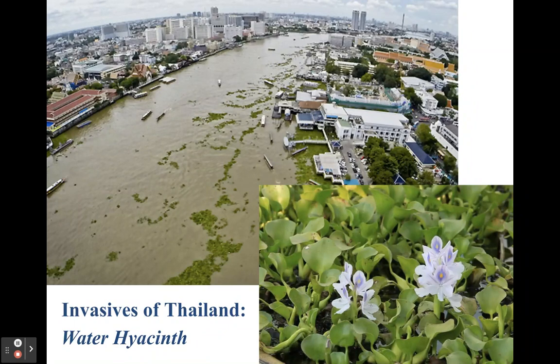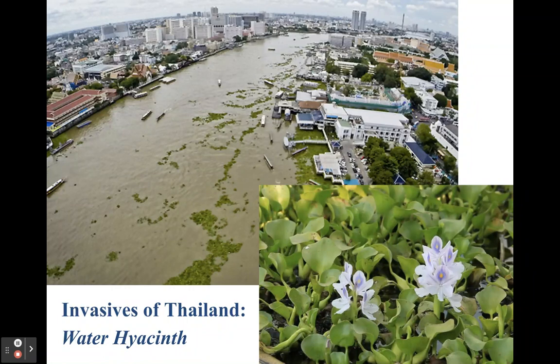Not only do they disrupt transportation, but they also form these large mats that block sunlight. And so other plant species that live within the waterways end up dying, and then the oxygen levels within the waterways are going to decrease, and fish species are going to die out as well. So they have a pretty negative effect on the ecosystem.